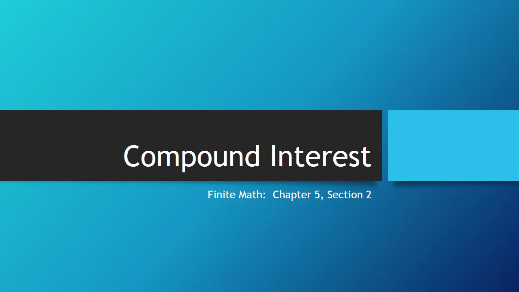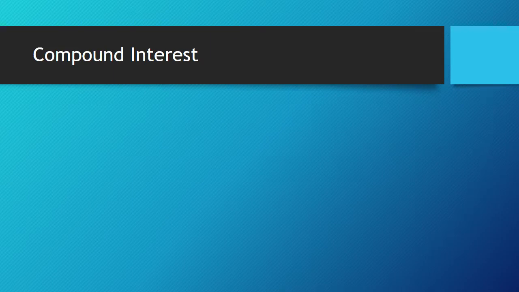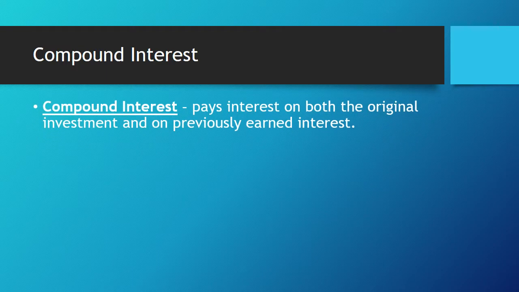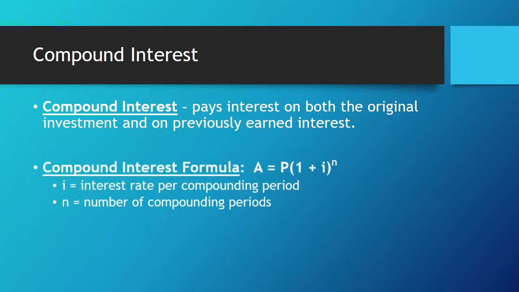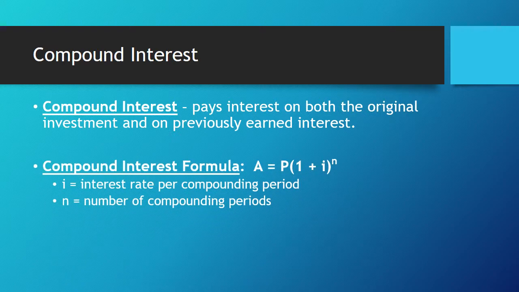This is Finite Math, Chapter 5, Section 2, Compound Interest. Now remember from Section 1 that simple interest is interest that is paid only on the initial investment. Compound interest, on the other hand, pays interest on both the original investment and on previously earned interest. So our formula is going to be a little different for this.